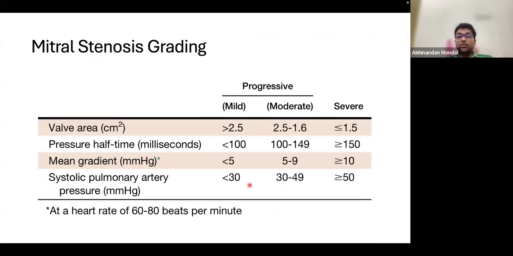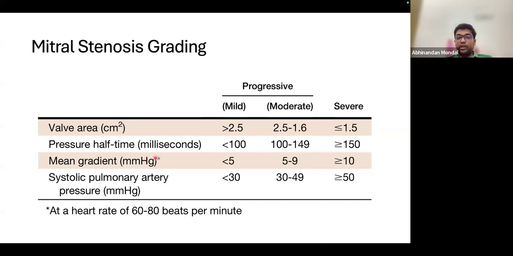So for mitral stenosis echocardiographic grading, this is the chart that you will have to remember. In mitral valve area, if it is more than 2.5, it is currently called mild MS. If it is moderate, that means it's 2.5 to 1.6. It is severe if it is less than or equal to 1.5. In case of pressure half time, if it is less than 100, it is mild. If it is 100 to 149, it is moderate, and if more than or equal to 150, it is severe.